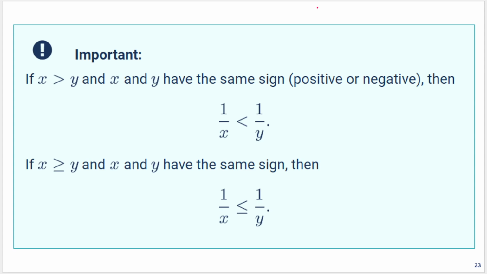So previously we have showed cases where both of them are positive, right? So after this class, you can prove the cases where both of them are negative. This is also true. And secondly, if x is greater than or equal to y and x and y have the same sign, again, both positive or both negative, then we also have 1 over x is less than or equal to 1 over y. So have a look at the property here. Any questions, just let me know, okay?